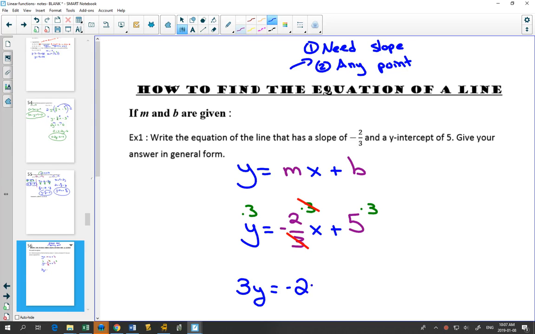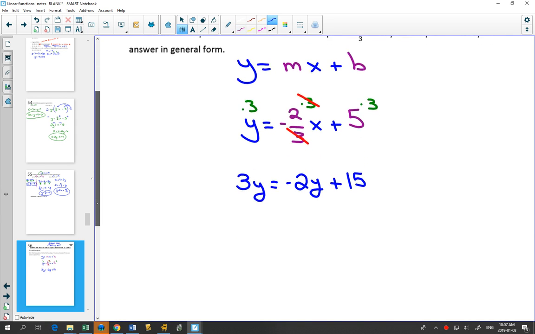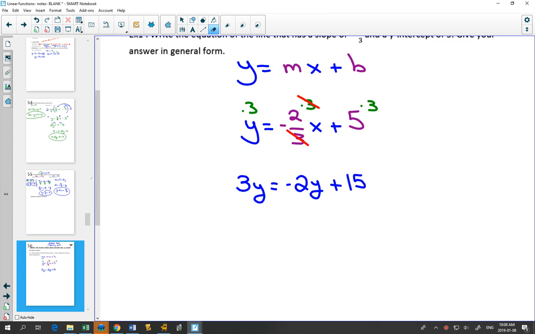3y equals negative 2x plus 15. Whoa, easy mistake. I don't know how that changed into a y. It was an x before. It should stay an x. We've gotten rid of our fractions. Now we need to make one side equal to 0. We need the coefficient. Have you heard that word before? Coefficient is the number in front of. We need the coefficient of x to be positive. So right now, the coefficient of x is negative 2.